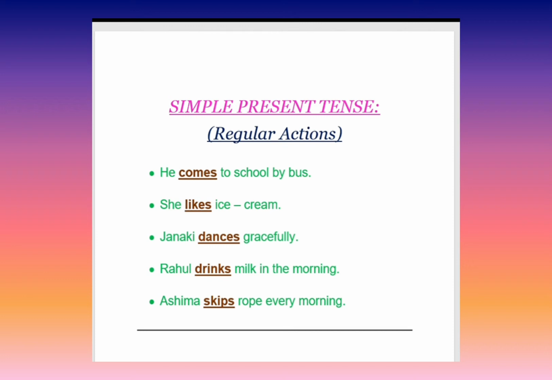Ashima skips rope every morning. This is also a regular practice for her. And the verbs drinks, skips, comes, likes, then dances and drinks, they're all showing the actions that happen in the present time. They are in the present tense. Now, in these sentences, the verbs tell us whether an action happens regularly or talks about people in general. These verbs are said to be in the simple present tense.